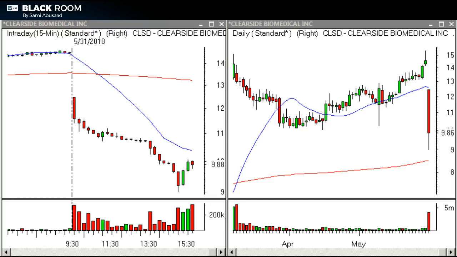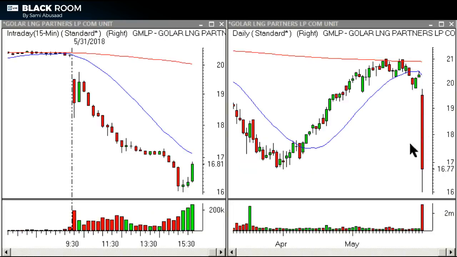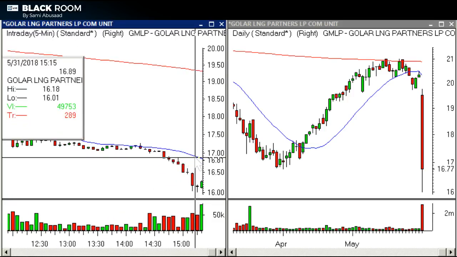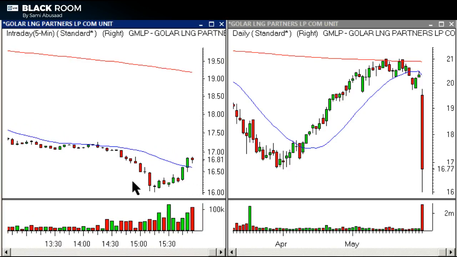Another example was the GMLP. Look at the size of the bar and look at the acceleration, the wide range bar at the end of the day. So where was the entry? Over 16, I think, 16.18 by $16. That was also a call in the black room. And look at the nice bounce, about 60 cents. That's pretty good on a $16 stock.